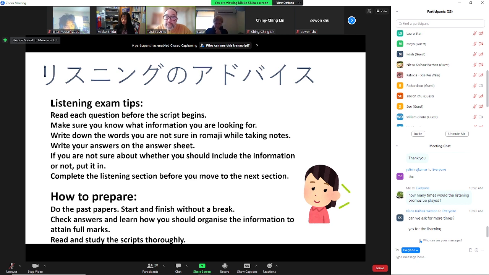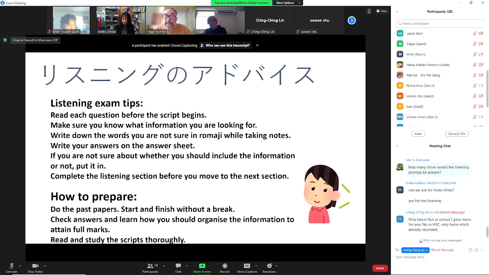If you didn't have the prompts, they will be played twice, only twice, and you cannot ask to play a third time. But if your writing time is short, you can still use the time you should have been using to answer the reading or writing. But if you can do it within the time, that would be great, because reading and writing also require a lot of time to complete the task.